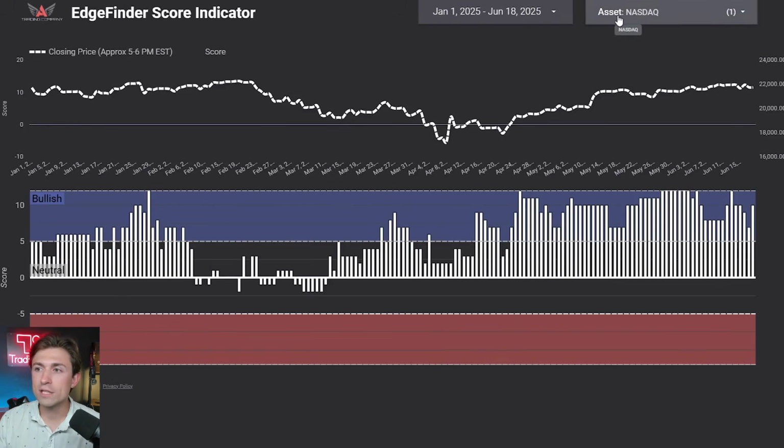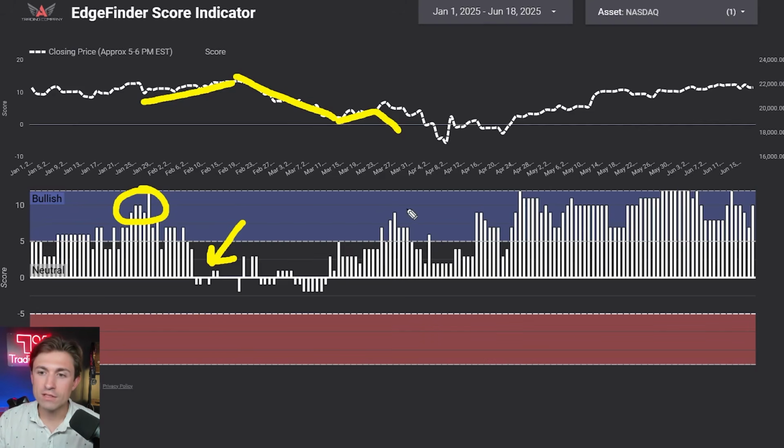We can also take a look at the NASDAQ, for example, and see that pretty much this also was a little bit early to the bullishness. You can see it got bullish, and then there was some upside, and the market then kind of went sideways. The EdgeFinder became neutral at that point, missing completely actually the sell-off that we saw in March, and most of what we saw going into April.